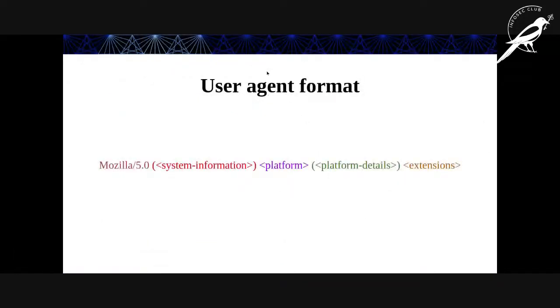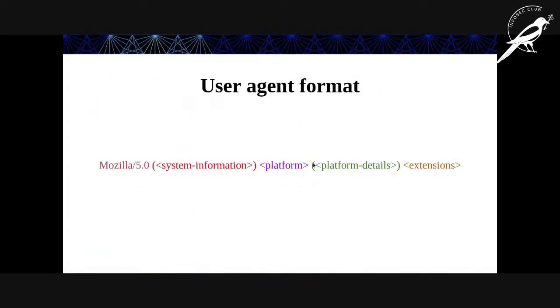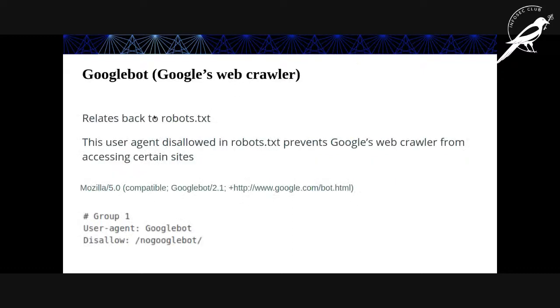Let's continue on. So yep, the user agent format, they all start with this, some system information, the platform, some platform details, and some extensions that are used. Here, the extension, I don't exactly know what this means. There's a lot of different stuff in here. If you want, you can read up more about that. But really what we're interested in is the fact that we can actually change the user agent. And I'll show you how to do that in a second.